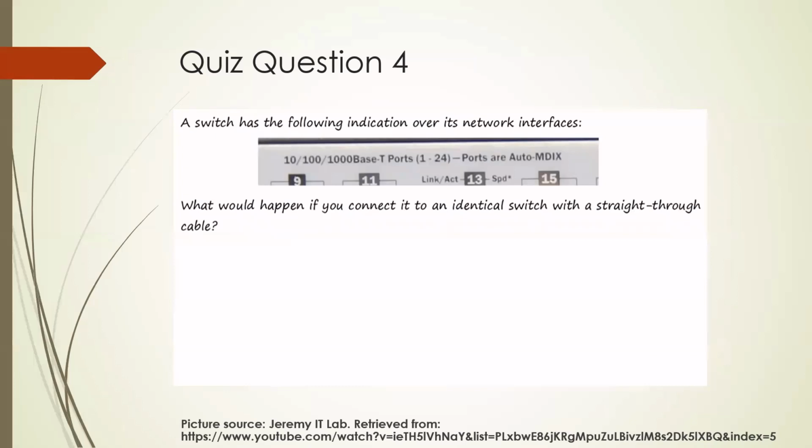Okay, question number 4. Let's go to question number 4. It says that a switch has the following indication over its network interface. What would happen if you connect it to an identical switch with a straight cable? Think about it before we go through the options. You can see the inscription there, 10/100/1000. And we have an identical switch at the other end of the connection. What will happen if we have a straight cable connecting them?